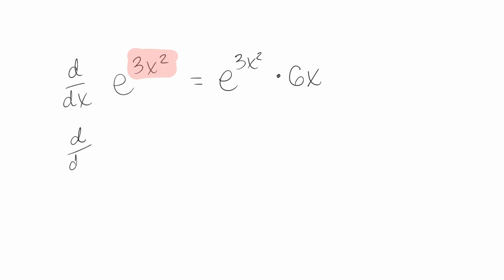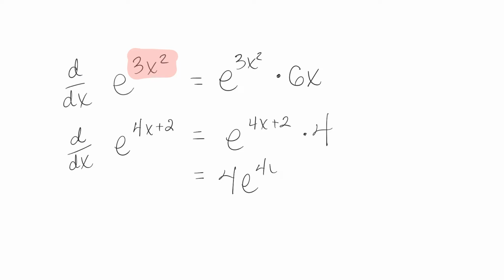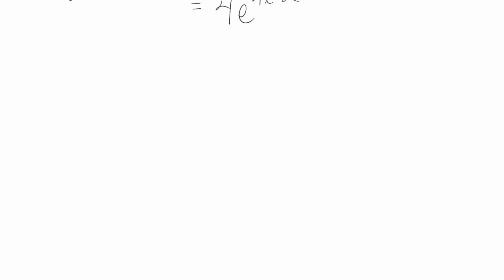How about the derivative of e to the 4x plus 2? All right, so the derivative of e to the x is e to the x. Multiply by the derivative of 4x plus 2, which is 4. So clean that one up, 4e to the 4x plus 2. Okay, not too bad.